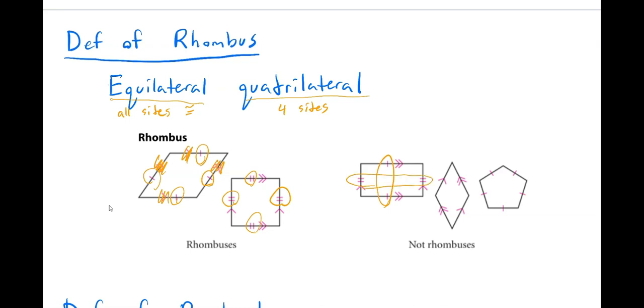That is not a rhombus. That's, in general, just a parallelogram. Again, stuff we'll investigate later. This is just a parallelogram. This one is equilateral, but it is not 4-sided. It's an equilateral pentagon, so none of those are rhombuses, okay?